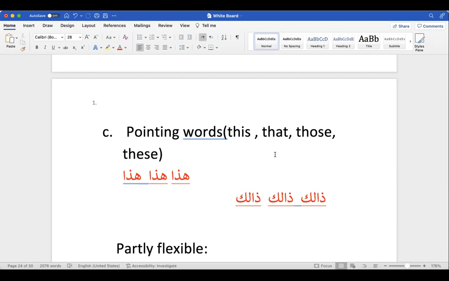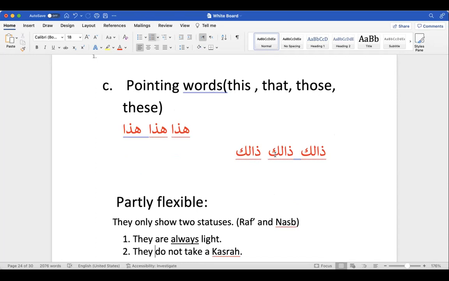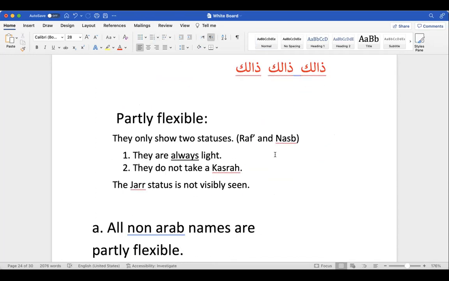Okay, one arab, another arab. Then we had discussed more on partly flexible. So the partly flexible, as I mentioned, they only show sound in rafa and nasab status. In the majroor, they don't show kasra sound, right? So partly flexible isms are always light. So because of that reason, right?